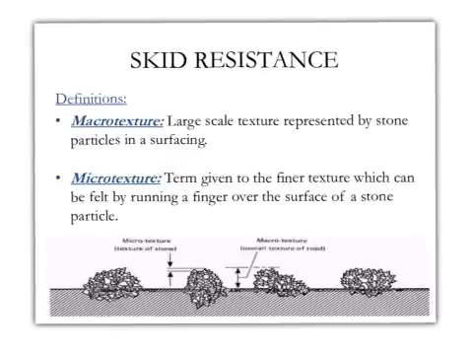While we're talking about skid resistance, we have to define two different terms that most engineers ask and ponder about: what's the major difference between these two? The very first one is the macro texture versus the micro texture. The macro texture, as the word says, macro, is the large scale texture, which is typically represented by the stone particles in the surfacing.